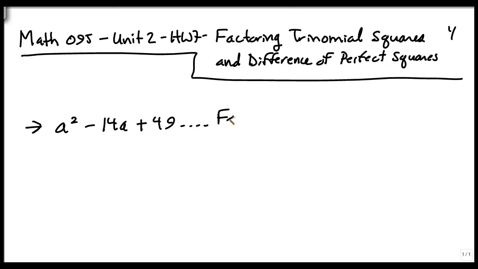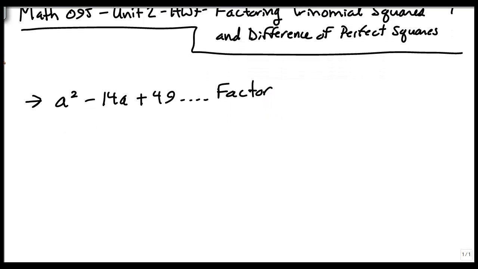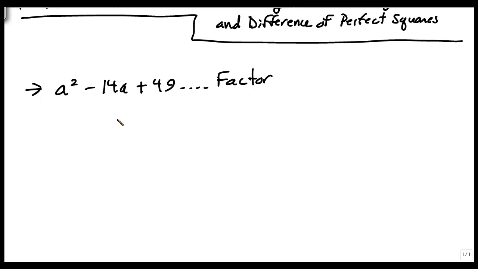So our directions are here to factor. Now if you want to, you can go through the AC method process here. But what we're doing in this section is showing you some shortcuts to factoring. Factoring is a huge part of algebra, and in college algebra you'll be factoring all the time. So to know some of these quick little shortcuts will really benefit you later next semester. So factoring trinomial squares and difference of perfect squares.